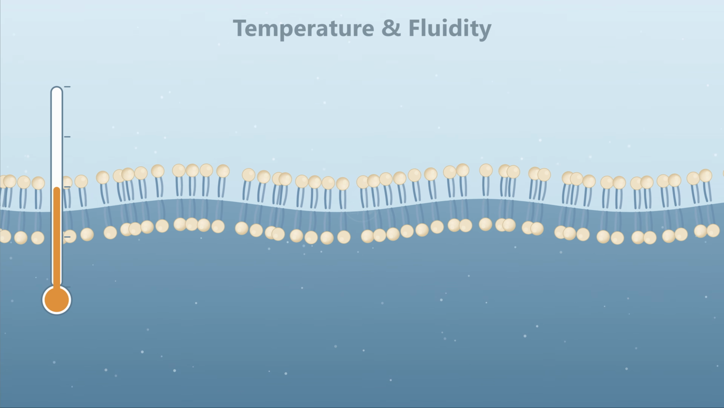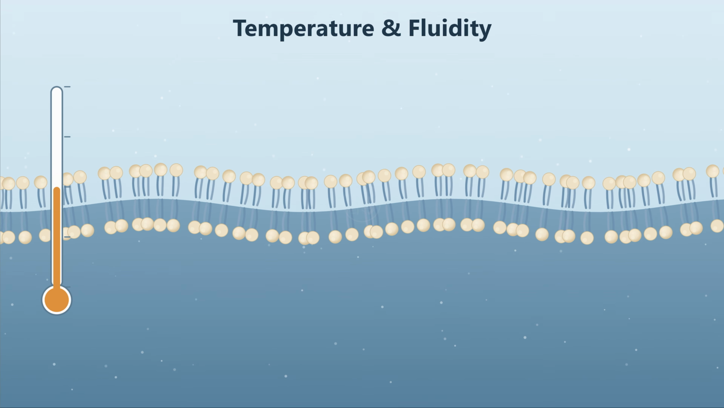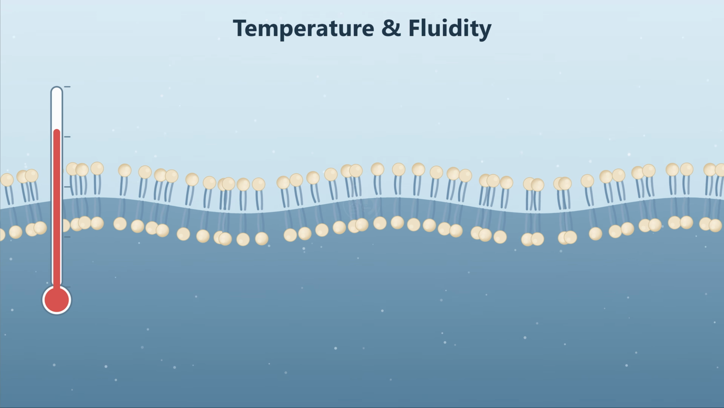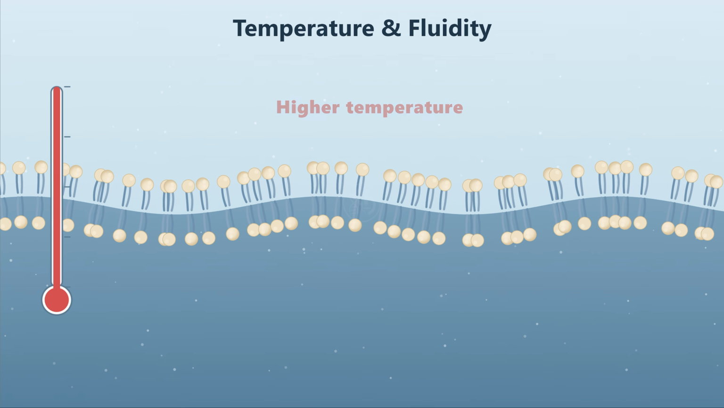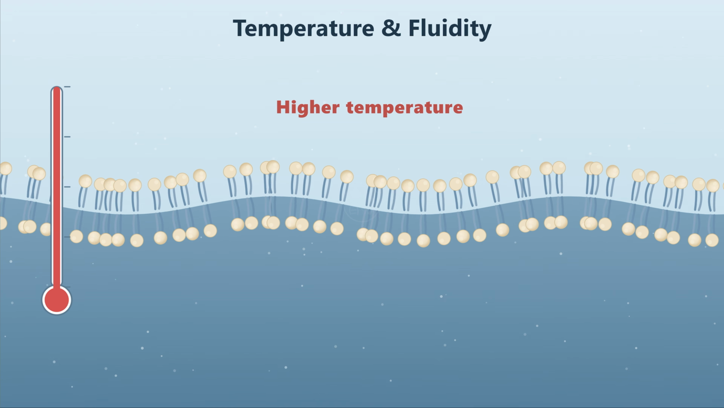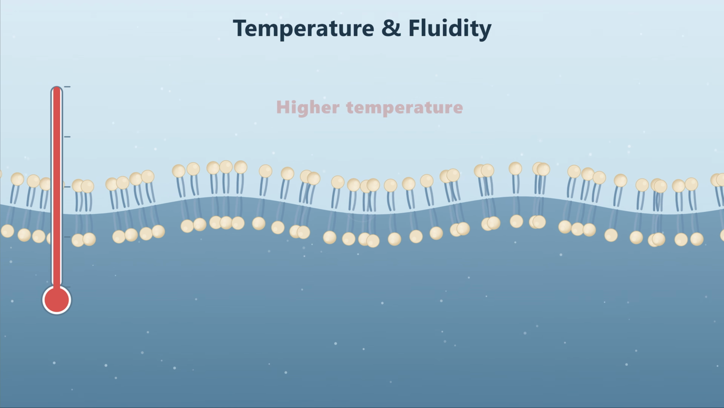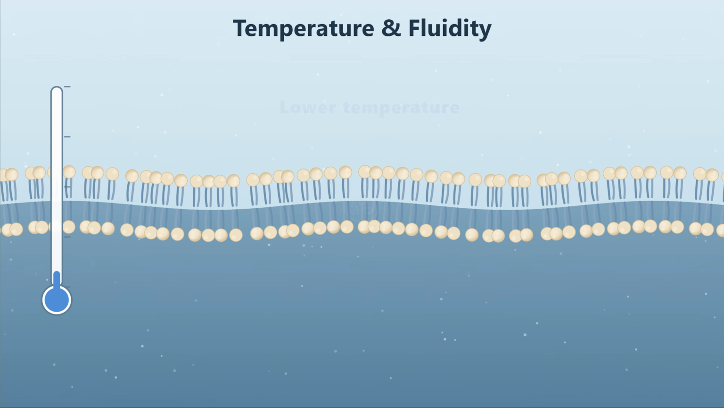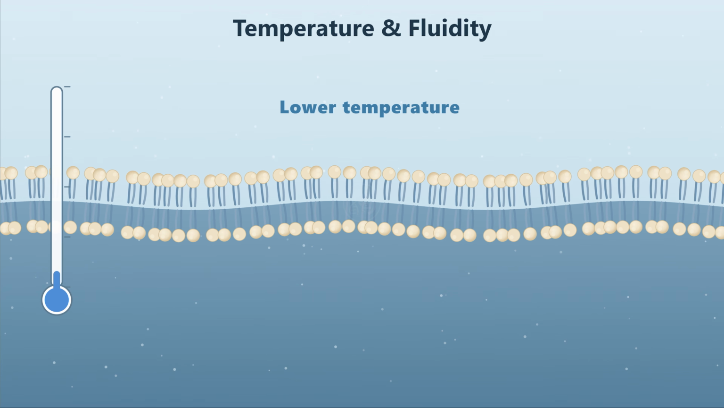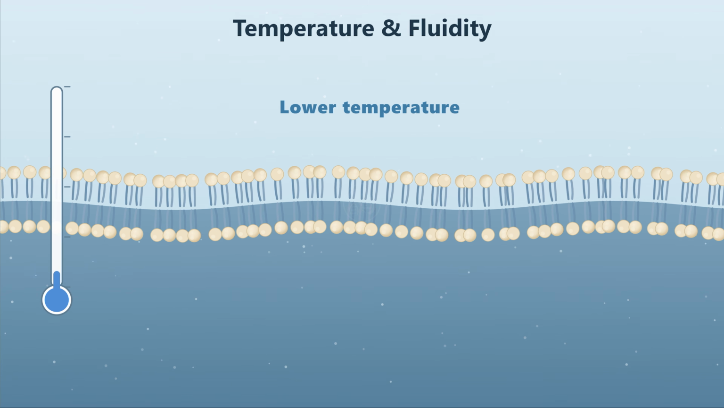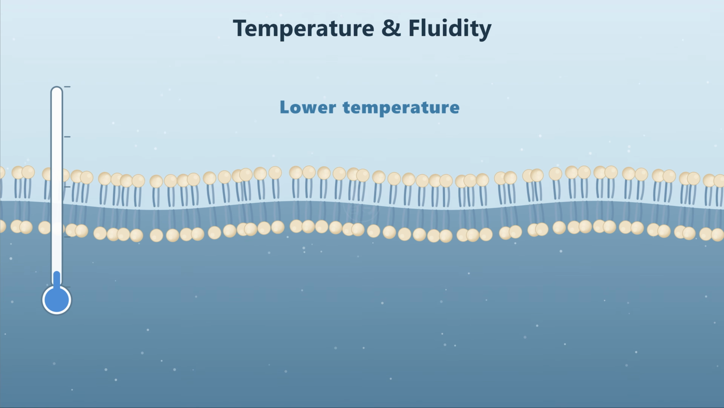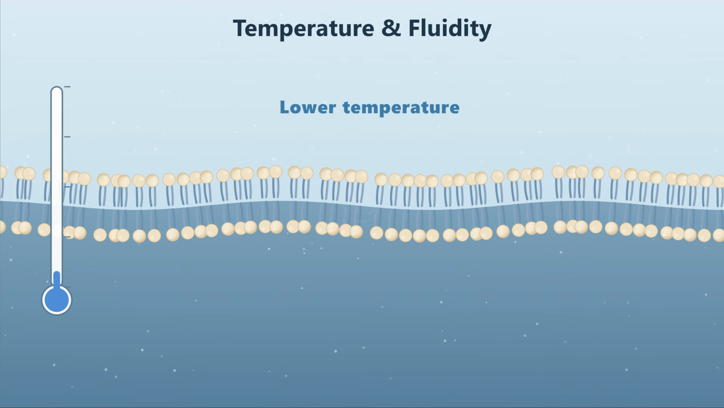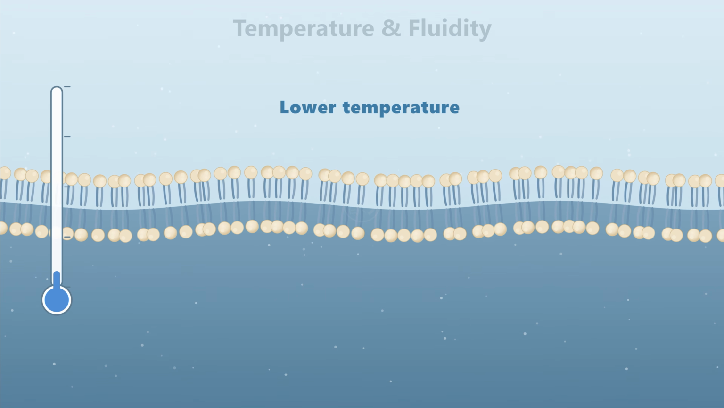Temperature also changes membrane behavior. As temperature rises, phospholipids move more vigorously and the membrane becomes more fluid. At lower temperatures, molecular movement decreases and the lipids become more ordered. The membrane remains intact, but its flexibility changes.